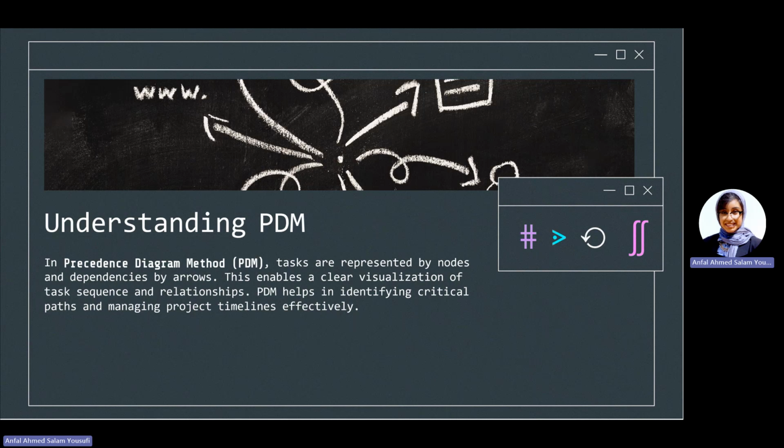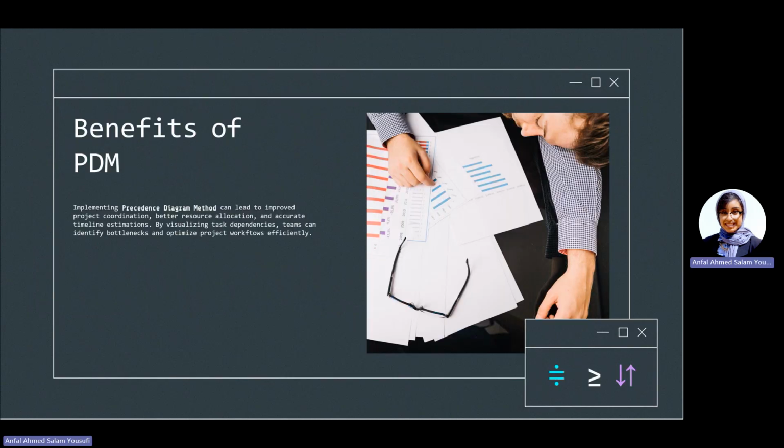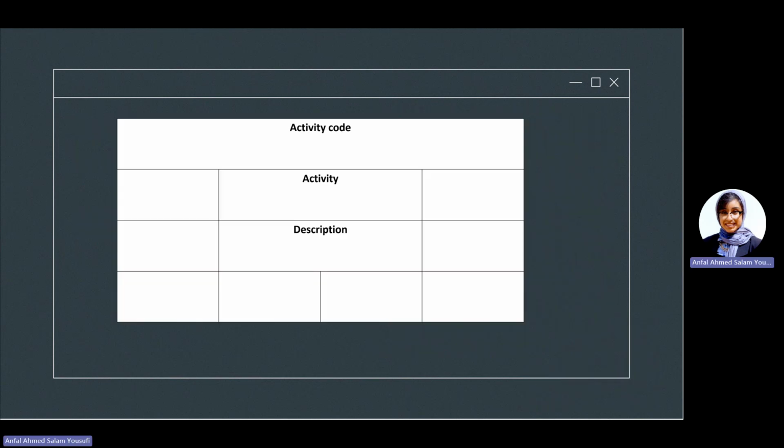Again, what is a critical path? It is basically the longest path you could have with the shortest period of time in your project. The benefit of this is to have a visualization for you and for your team, so you can tell how you can make your project faster and how you can optimize the project workflows.